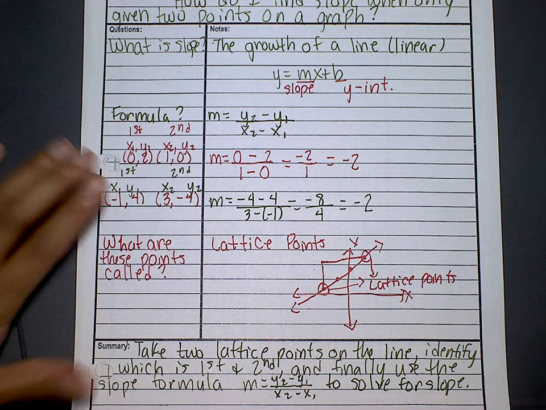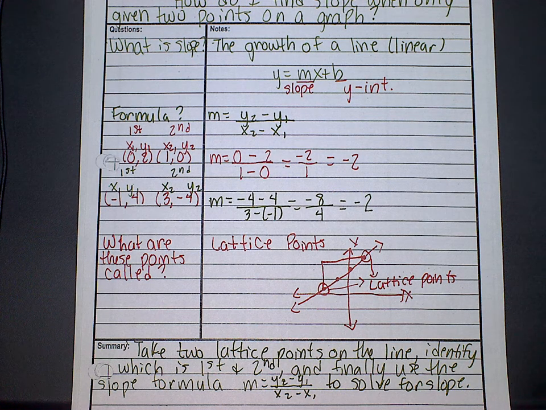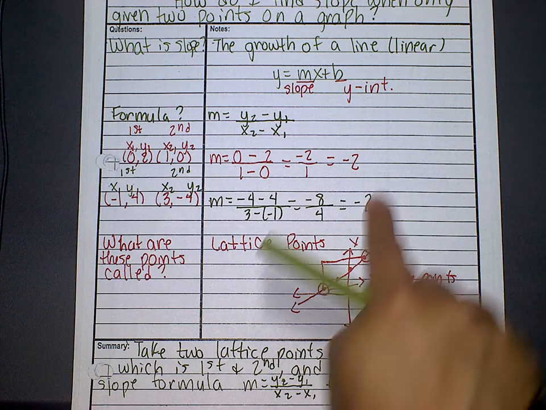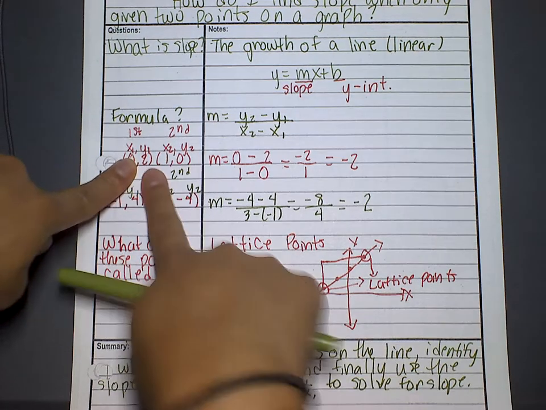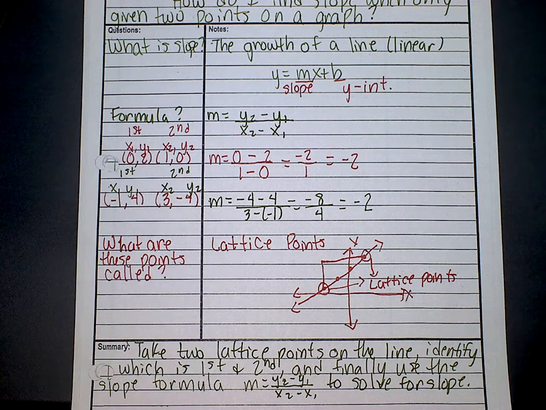So, in conclusion, you're going to take the 2 lattice points, which are 2 points on the line, and identify which point is going to be your first point and which one's going to be your second. Because whichever one you pick as your first or your second, it has to be the first and the second throughout the whole formula. You can't assign this one as your first and this y as your first. Nope, it has to be off the same coordinate. So whichever one, you have to stick with it. Decide which one is your first and your second, and then finally use the slope formula, m equals y2 minus y1 over x2 minus x1, to solve for your slope. Please practice this on the worksheet given.